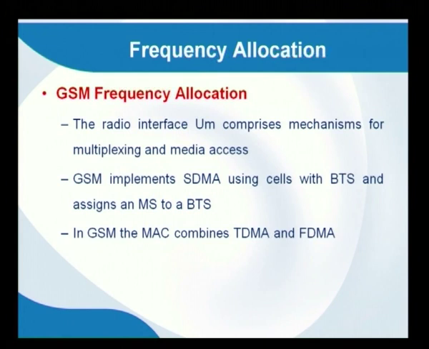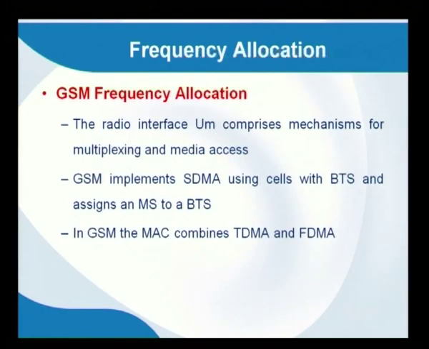Now the radio interface Um comprises mechanisms for multiplexing and media access. We will discuss the media access later. Now multiplexing. Multiplexing is nothing but combining many frequency bands together. The GSM implements SDMA using cells with the BTS and assigns the MS to the BTS. SDMA is nothing but space division multiple access. Now using the sectorized antenna, the SDMA is implemented. GSM uses a MAC that combines TDMA and FDMA. So time division multiple access and frequency division multiple access are used in combination in the GSM network.